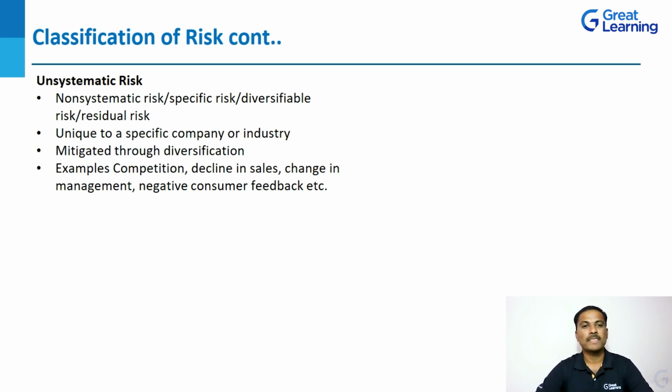For example, competition, decline in sales, change in management, negative consumer feedback, all this can be managed. This is very much in the hands of the management of the company. So they can devise strategies to manage all those things, and that's why it is in the control of the company. So that's why it is called unsystematic risk.